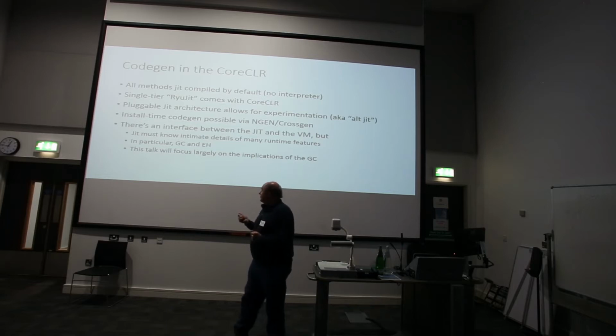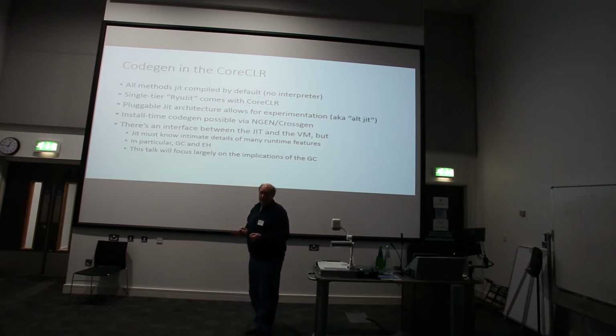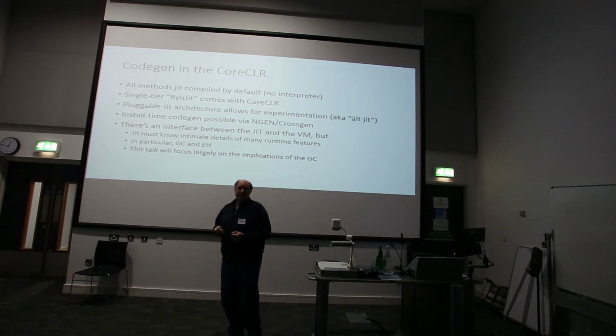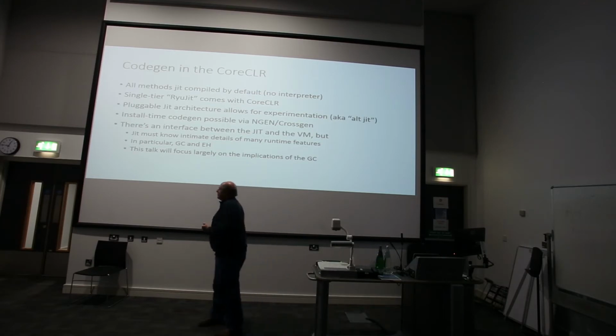There is the ability to do what we would call install time code generation, or we call it NGen or cross-gen. So you can pre-JIT all the methods in an assembly and have that be something that can be installed and used instead. We don't have support for that yet in our code. That's one of the things that people could come and help add in. It's hopefully relatively straightforward.